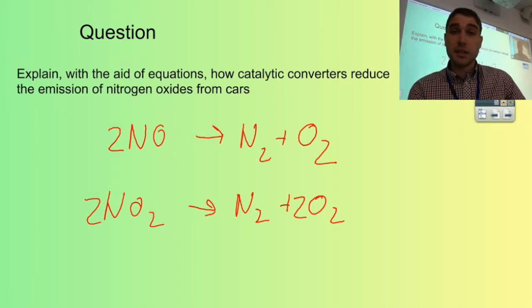The catalyst in the catalytic converter reduces the activation energy for the conversion of, in this case, nitric oxide to nitrogen and oxygen, and in this case, nitrogen dioxide to nitrogen and oxygen. That leads to the emission of less dangerous gases, so nitric oxide isn't emitted, nitrogen and oxygen are emitted instead. And there we go. So that's one way of answering the question.